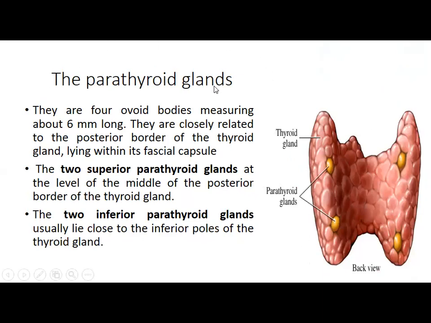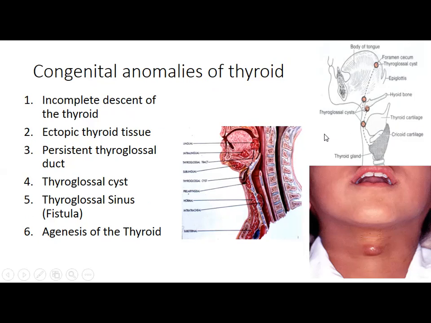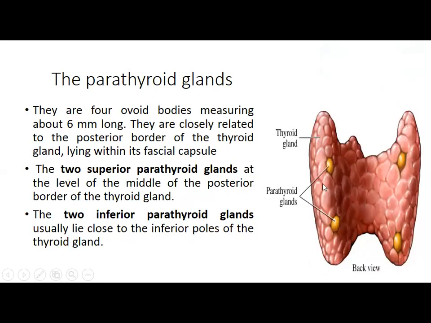These are called the parathyroid glands. So this is the picture. If you see from behind the thyroid gland, this is how it will look. Within the posterior border of this thyroid gland, you can see small swellings here, four swellings. These are called the parathyroid glands.